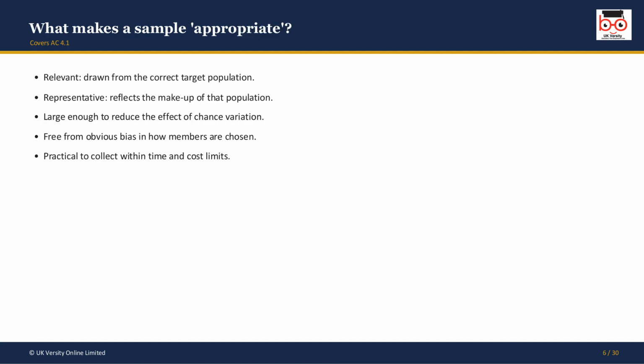So what makes a sample appropriate? It should be relevant, drawn from the correct target population. It should be representative, reflecting the makeup of that population. It needs to be large enough to iron out the effects of chance. It should be free from obvious bias in how members are picked. And realistically, it has to be practical to collect within your time and cost limits.